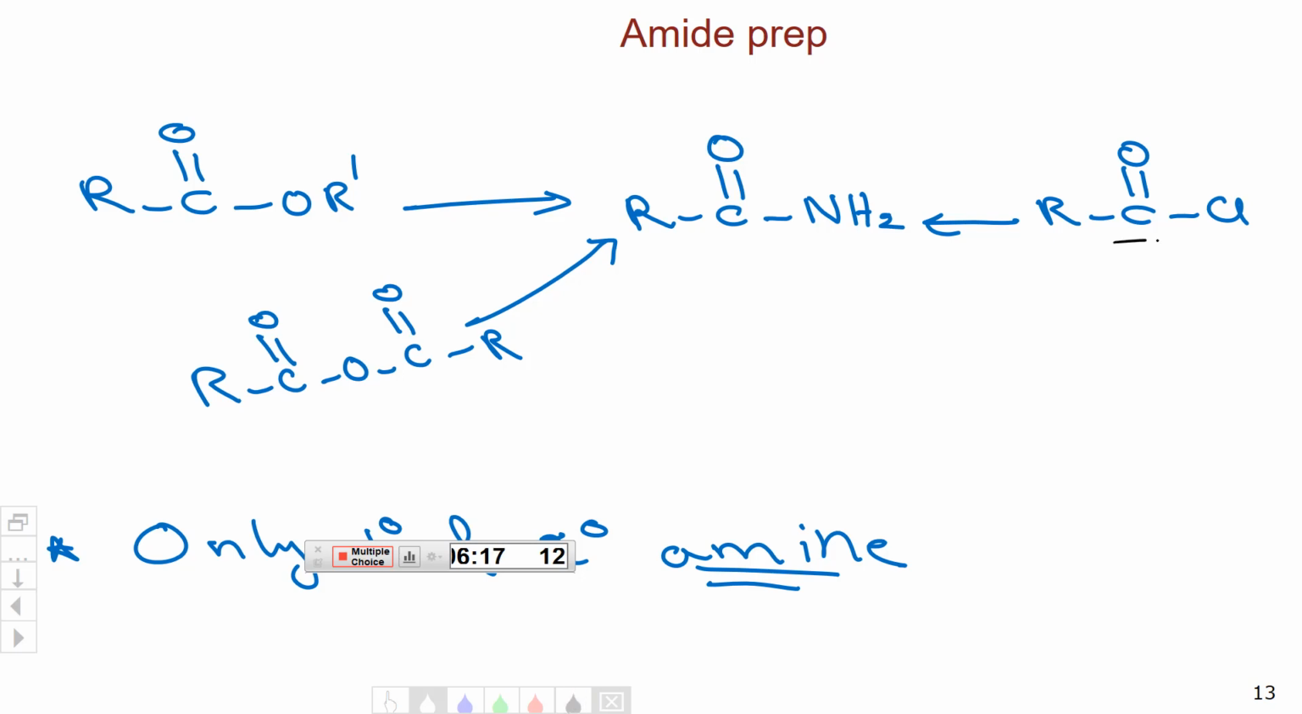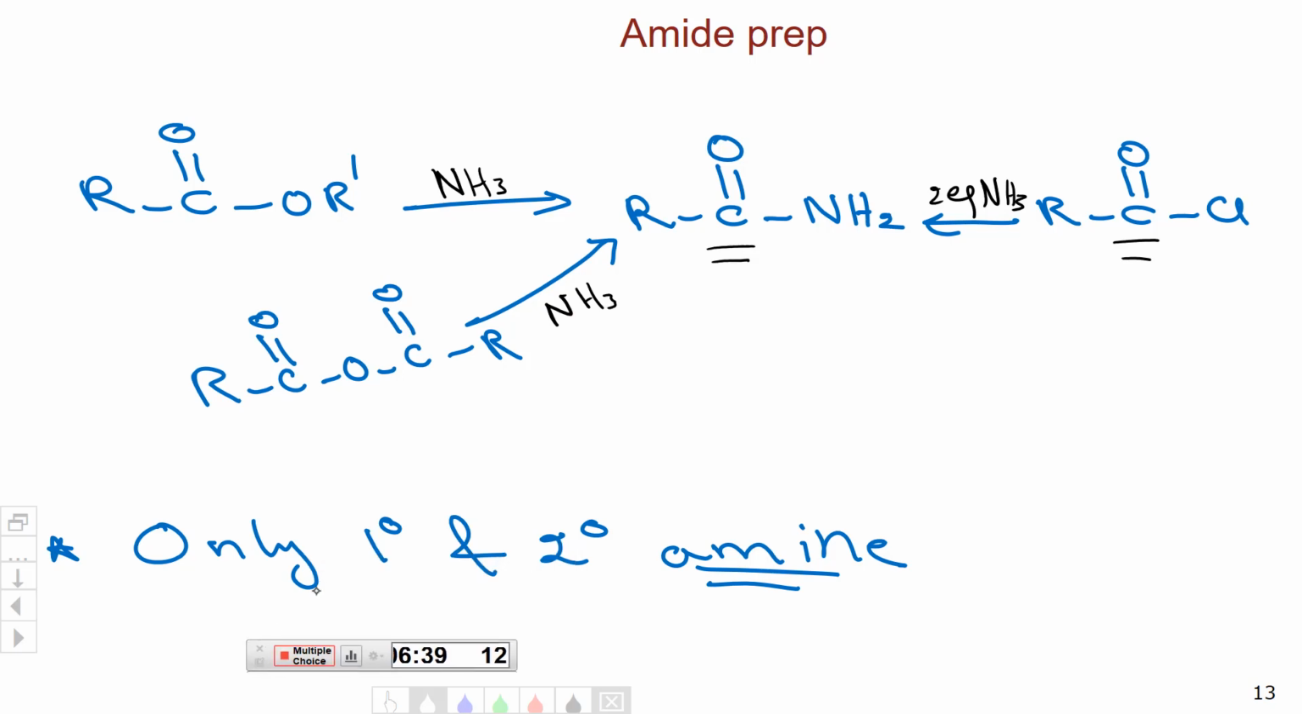So if I'm starting with an acid chloride going to the amide, I need two equivalents of NH3. The first NH3 attacks the carbon of the acid chloride, the second one is to neutralize the HCl. I can prepare it from ester by adding NH3. I can prepare it from anhydride also by adding the NH3. Now the requirement in here is that the amine should be primary or secondary, not tertiary. The tertiary amine is bulky and it causes steric hindrance for the attack to take place. So it's for primary and secondary amine, not the tertiary one.